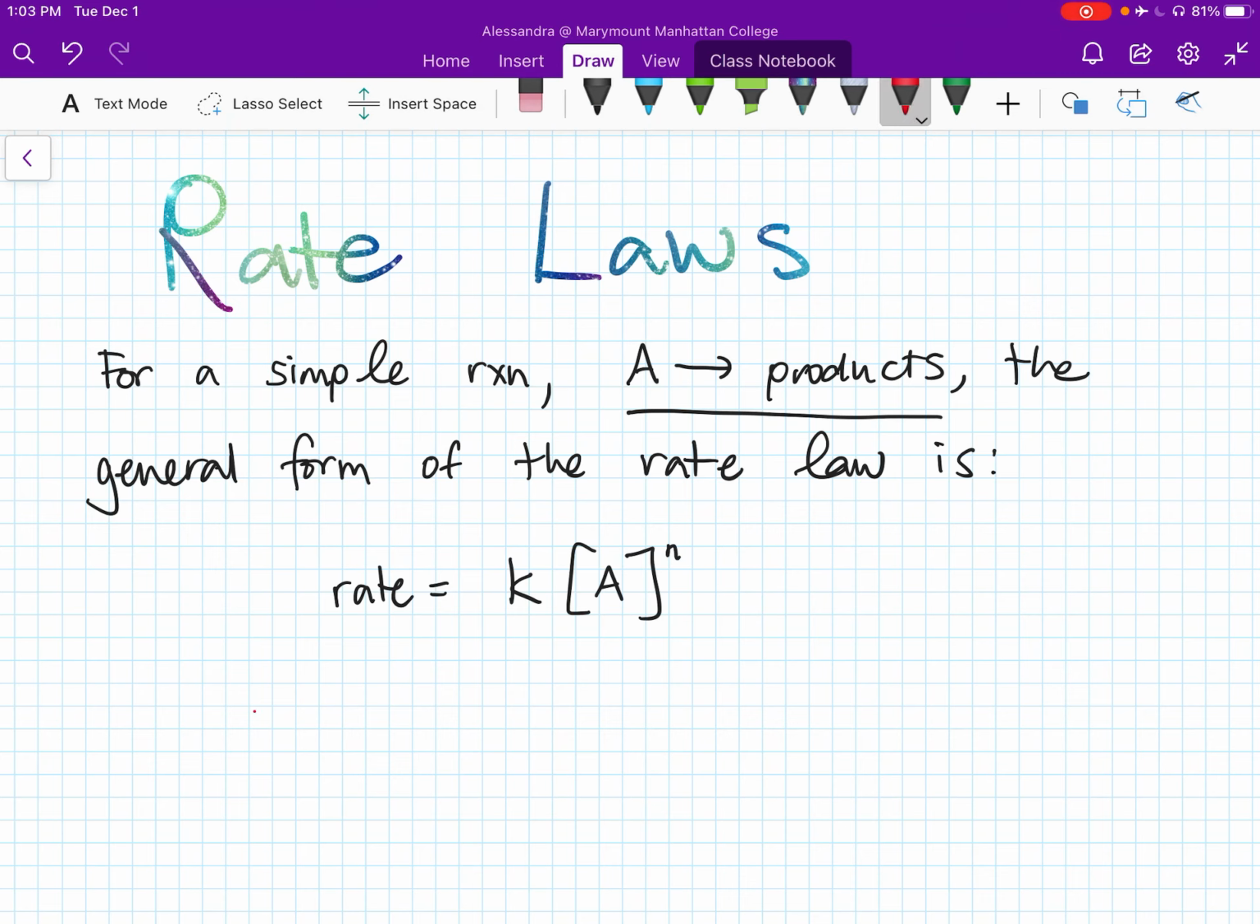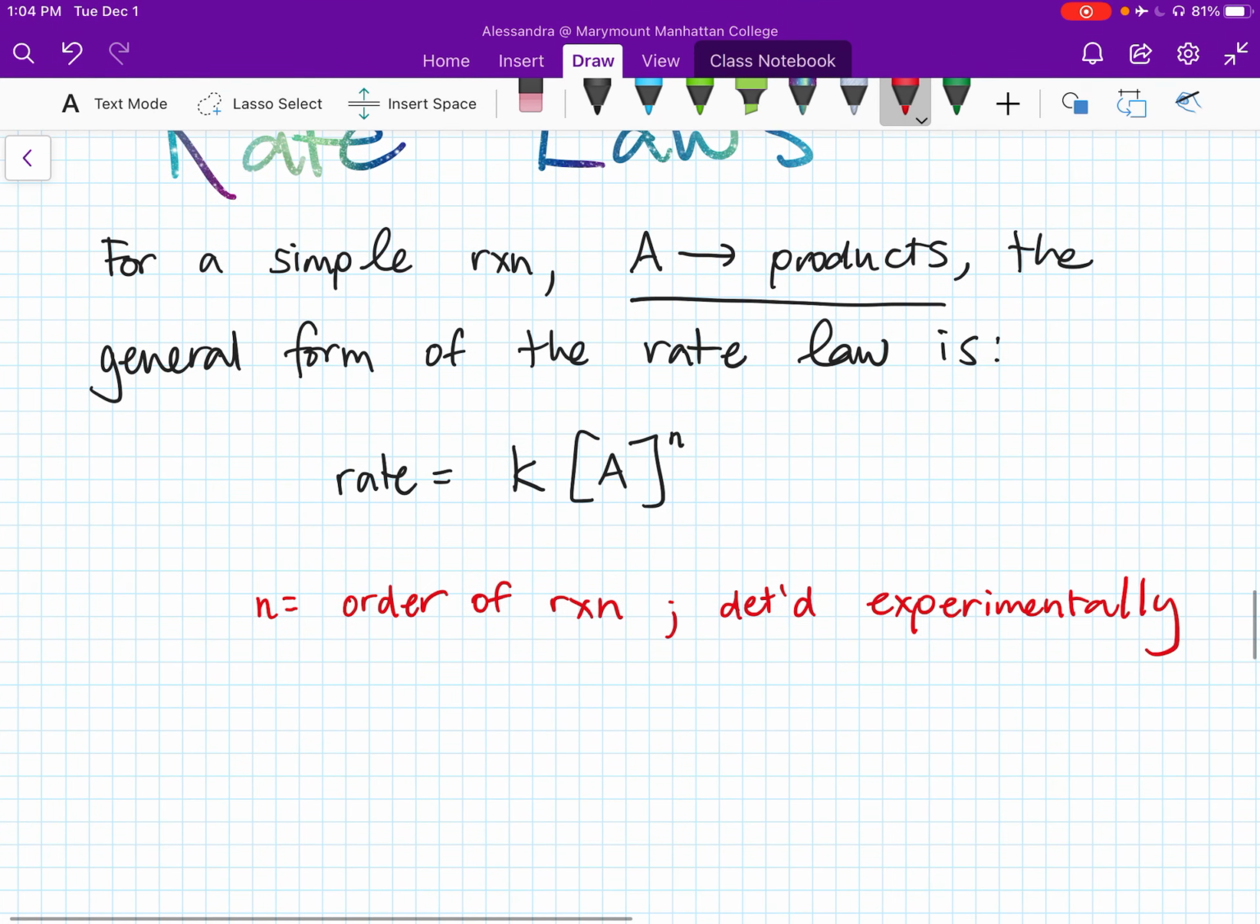Now, little n is the thing that we need to figure out when we write down a rate law. N is the order of the reaction. It can be a whole number or it can be a fraction. You must determine it experimentally. The only way to figure it out is to do a bunch of highly controlled experiments. It is not necessarily related to the stoichiometry of the reaction, although it may appear to be related to the stoichiometry of the reaction, as you're going to see. That is not what determines the order of the reaction.